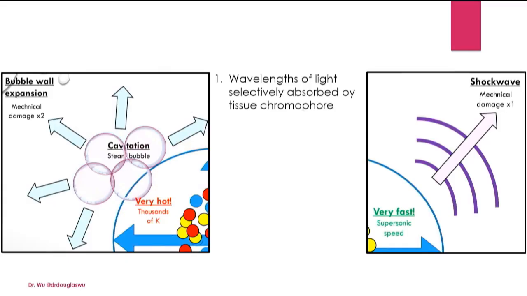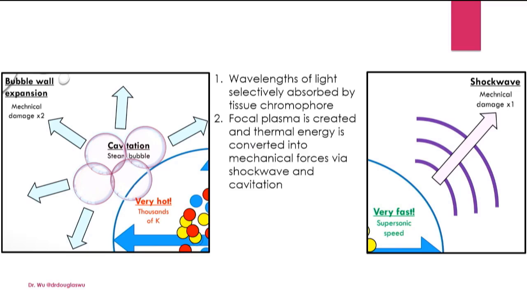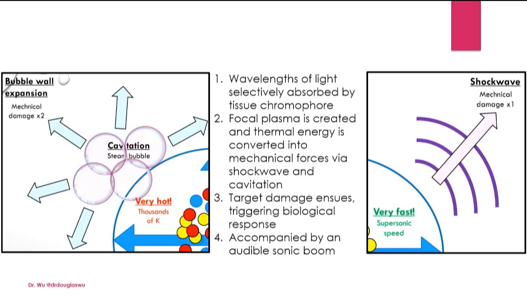So basically, we have a wavelength of light that is selectively absorbed by tissue chromophore. Selectivity is still extremely important in this situation because this mechanism relies on chromophore, and it cannot be achieved without chromophore at the pulse durations that we have currently in dermatology. Plasma is created. So this is a different mechanism of action than the photothermal mechanisms that we know of. The damage ensues because of these shock waves and cavitations, and they trigger a biological response, usually some sort of remodeling.